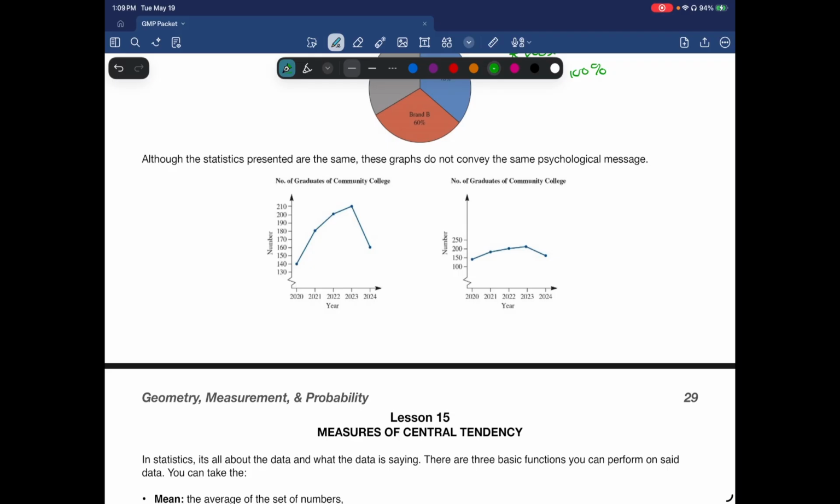All right. So that's an introduction to the stats and the graphs, how you might use them and how they may be used against you. So that's lesson 14.